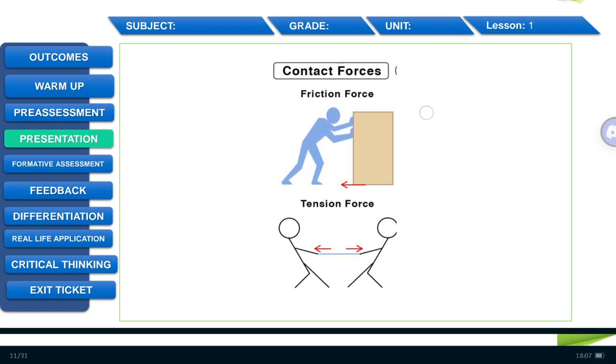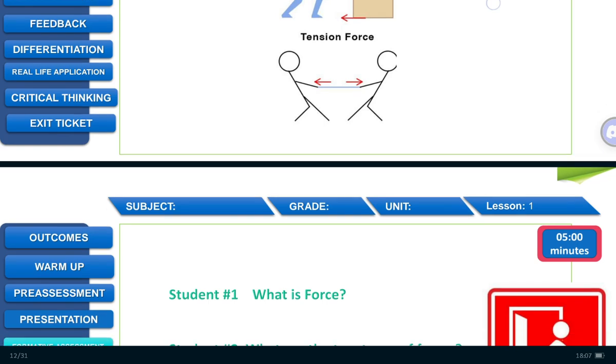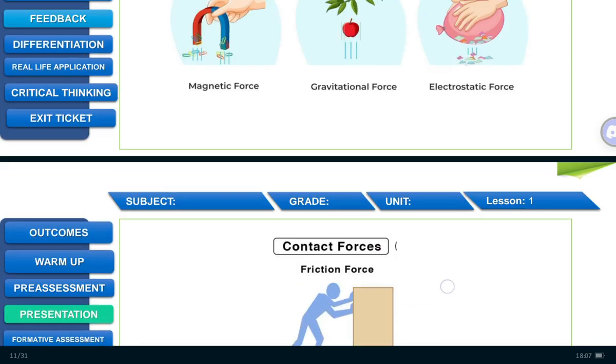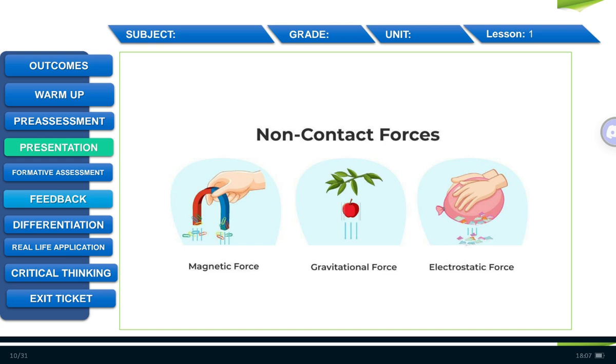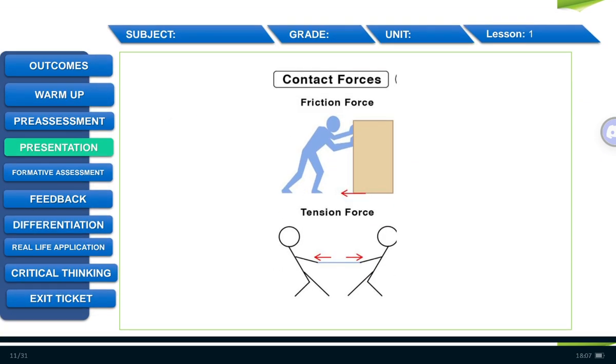Contact forces: friction force and tension force. This is when nobody is doing anything. This is when everything is going up or going down or moving. This one is when you're giving force but it's doing absolutely nothing.